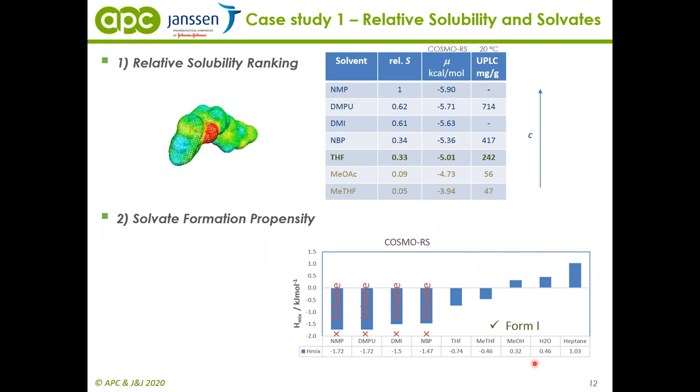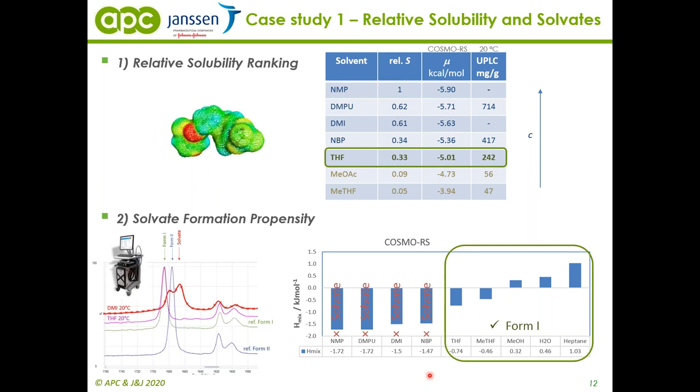Here we performed, as I mentioned, the computational solvent screen. In this case, it was about 40 solvents. We also included exotic solvents, so high boilers like NMP, DMPU, DMI, NBP, just because we knew it probably won't dissolve in most of the solvents, which turned out to be the case. In parallel with the solubility, we also performed the solvate formation propensity. We calculated that the enthalpy of mixing is highly negative for all those high boiler solvents, which was already a red flag because it showed potentially there will be problems with solvates.